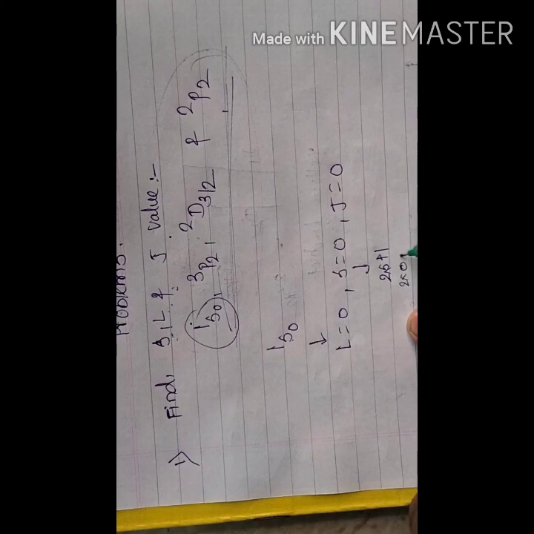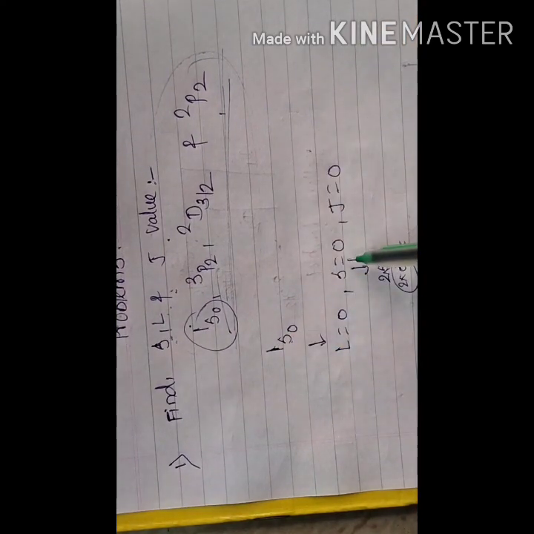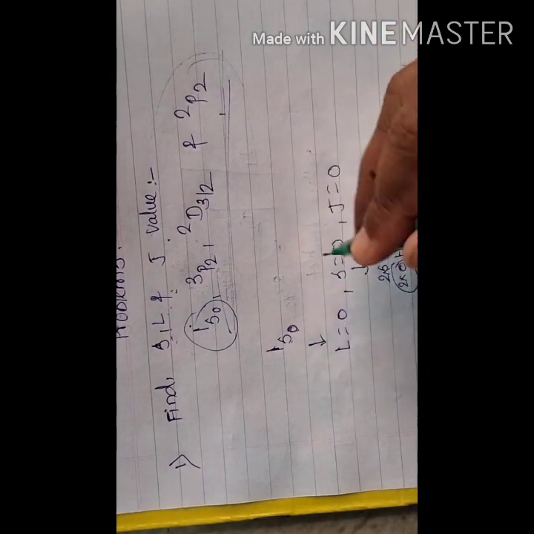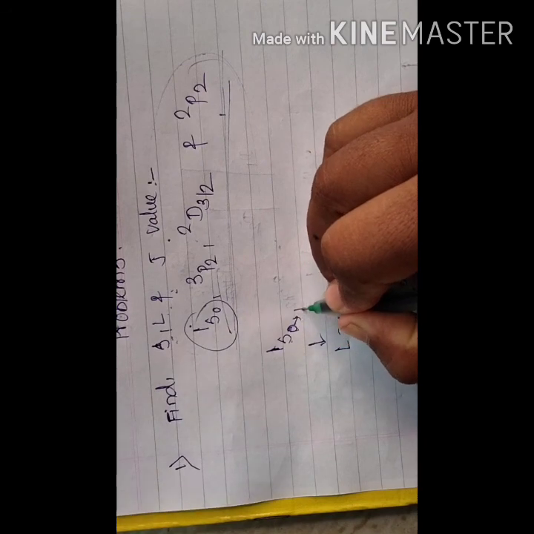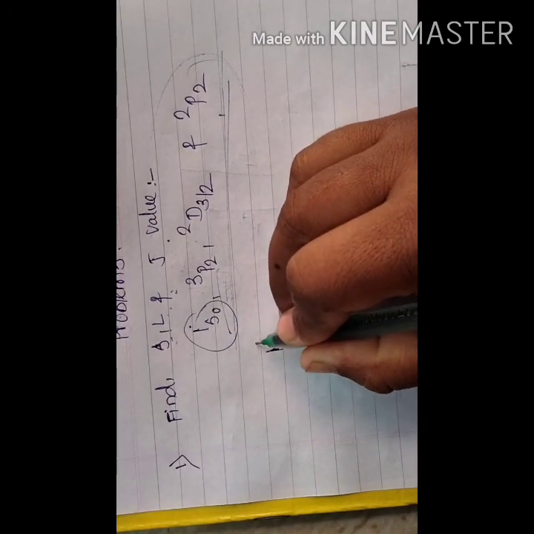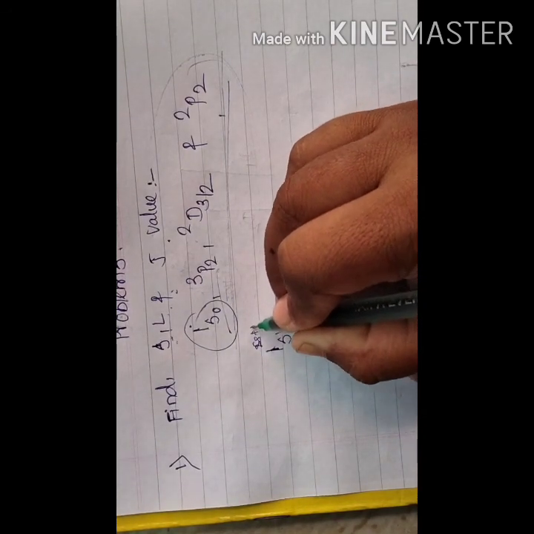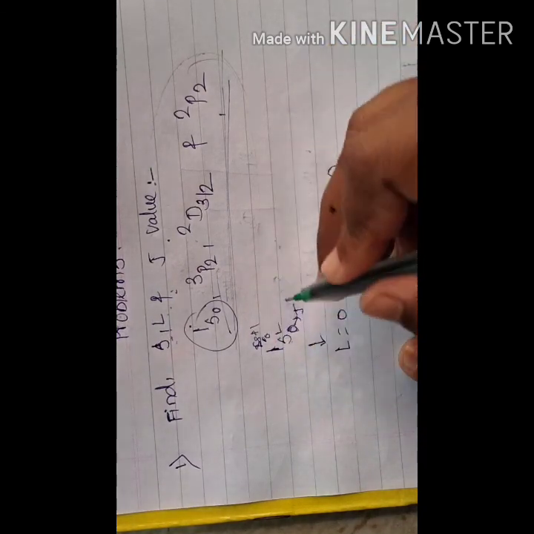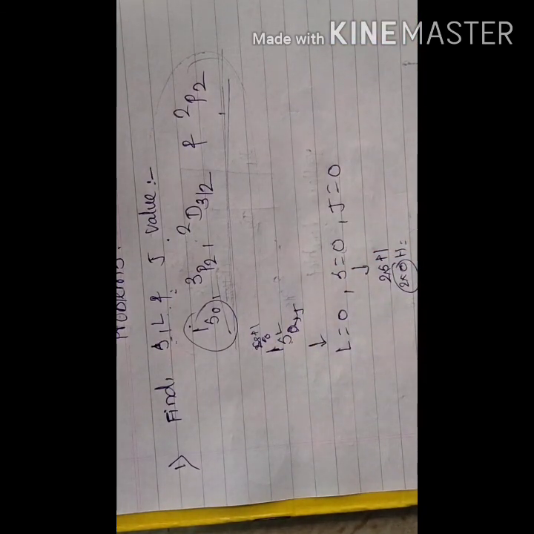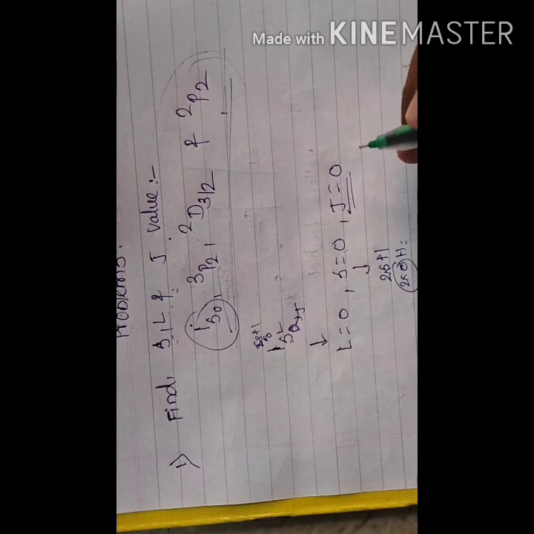2 × 0 + 1. This gives 1. So this S is here 0. And what is J? L and S, 2S + 1. So here S is 0, J also 0.